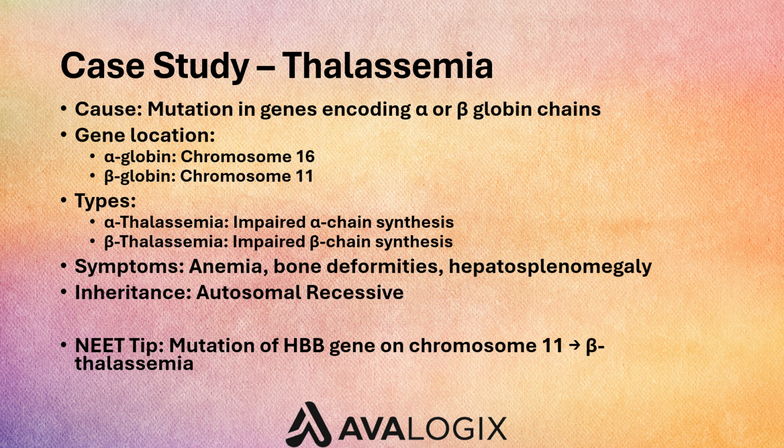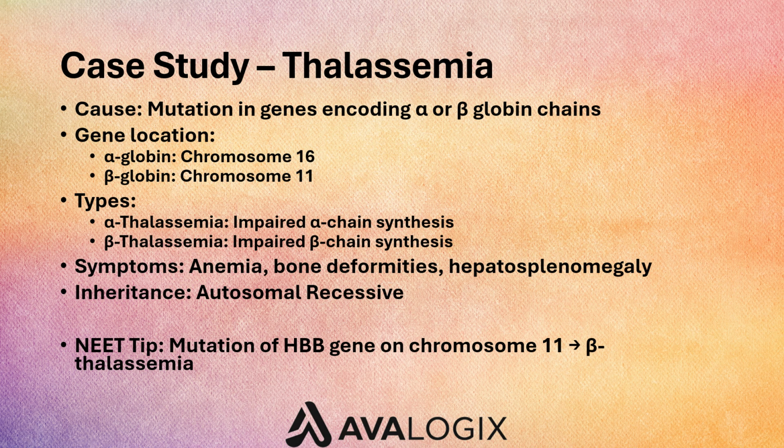Clinically, patients present with severe anemia, bone deformities due to marrow expansion, hepatosplenomegaly, enlarged liver and spleen, and growth retardation in children. Diagnosis is done using electrophoresis of hemoglobin, genetic testing, or blood smear. Carriers are usually asymptomatic but can pass the defective allele to offspring, making carrier screening important in regions with high prevalence. Also, note the spectrum of disease severity.